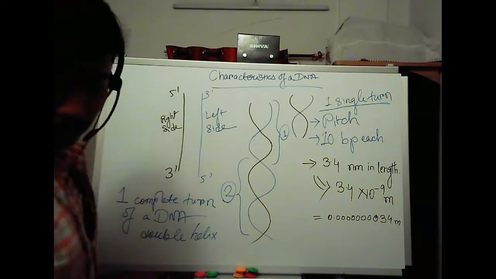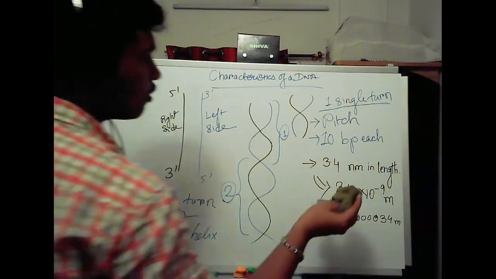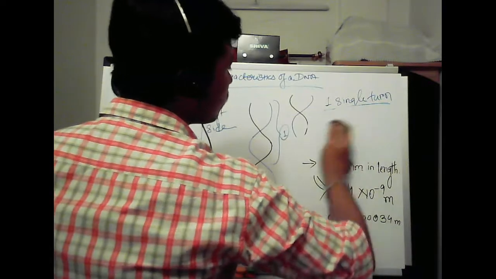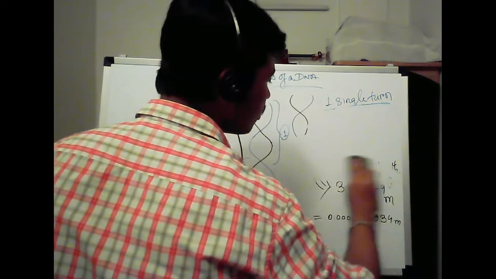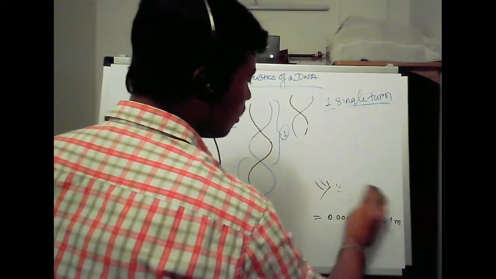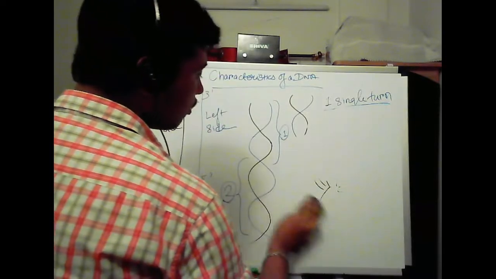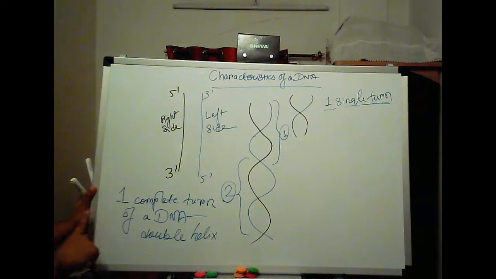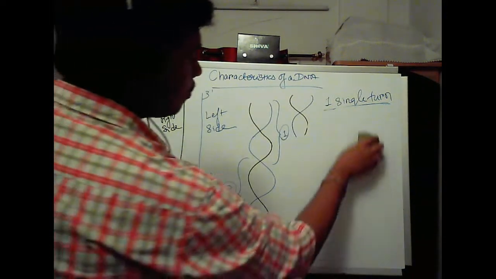The base pairs. Let me erase it first before I speak of it. Okay, so by now we know what is a pitch. What is a pitch of a DNA? When the teacher asks you what is a pitch of a DNA, you say this: a complete turn of a DNA double helix is a pitch of a DNA.